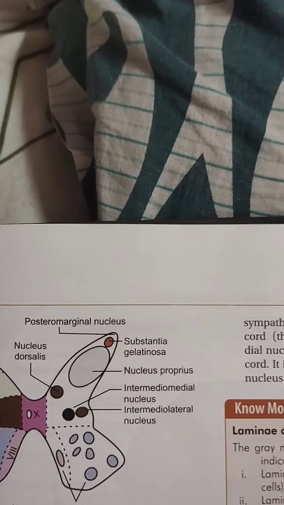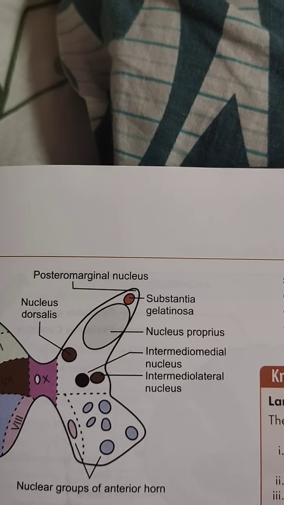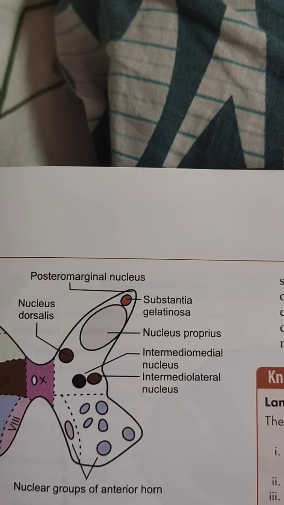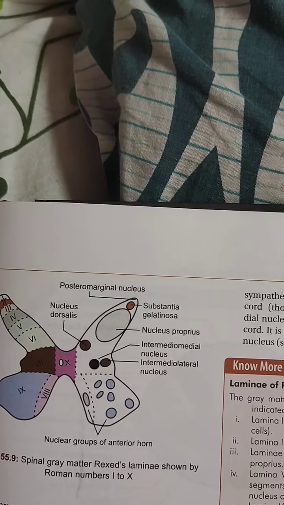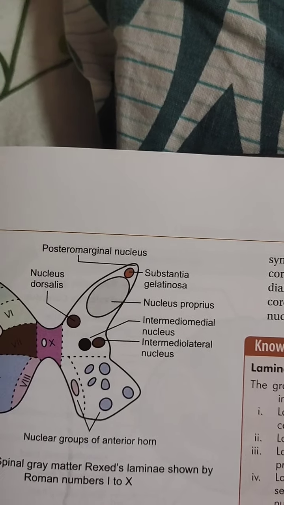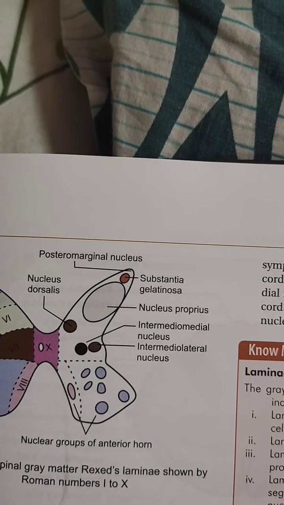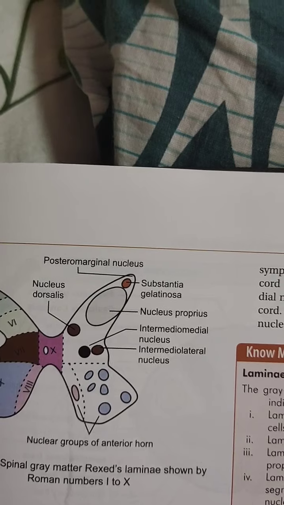types of neurons. The anterior horn shows a central group of neurons, medial group and lateral group. Central group is marked by the dotted lines. So we have the medial group, central group and lateral group.